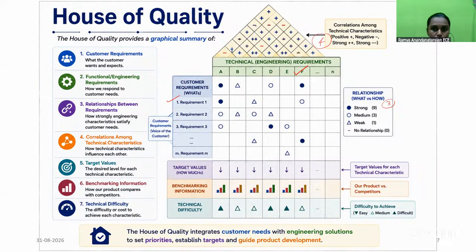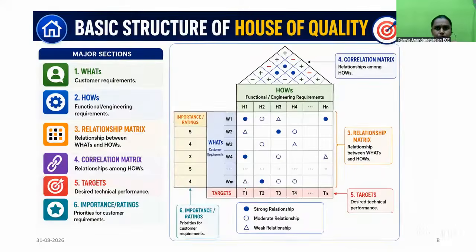That is this segment of HOQ. And then we have target values. This is region 5. Then we have benchmarking information, that is region 6. Then we have the technical difficulty for achieving each of the metrics, that is region 7. We'll discuss them one by one. We'll take an example and see how to form the HOQ matrix.